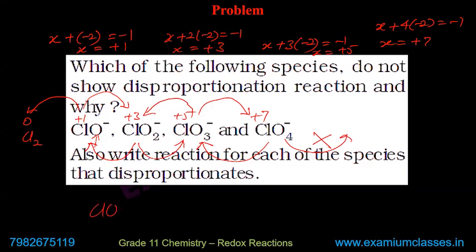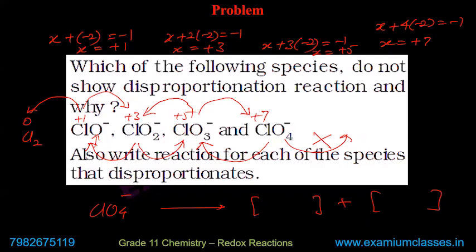If I have ClO4 minus here, I cannot have 2 compounds in which in one case it shows less than +7, and in the other case greater than +7. Is that clear what I am saying? If any confusion, let me know. This is a very common question which appears in your exam.